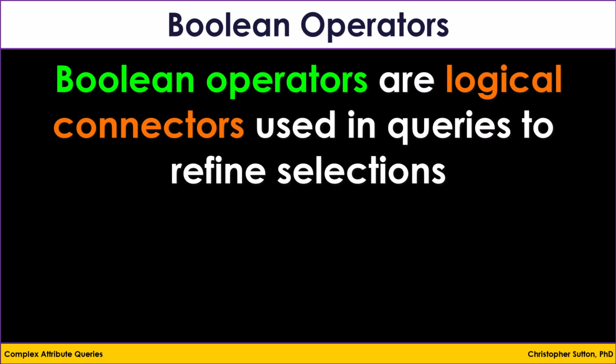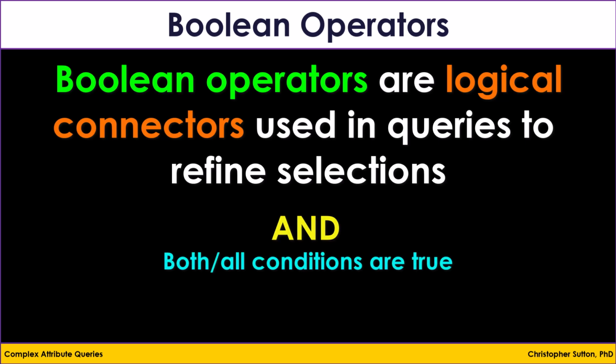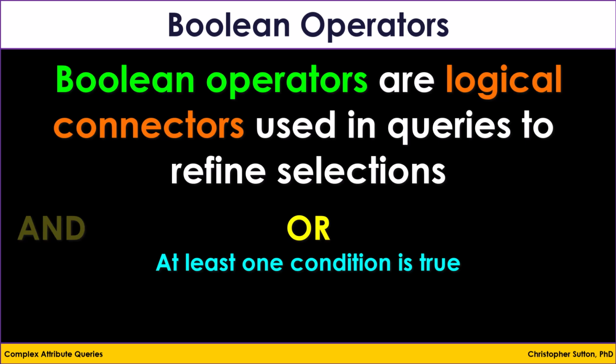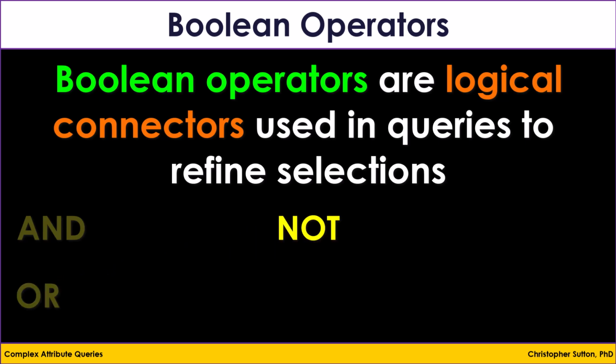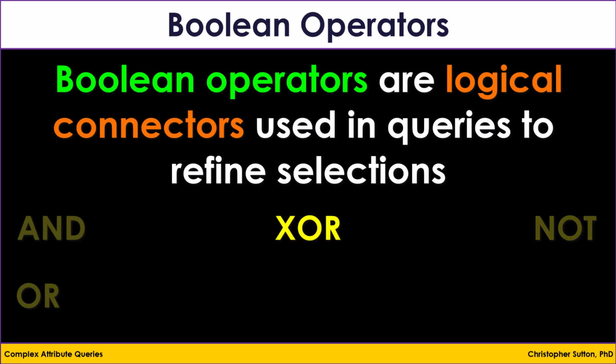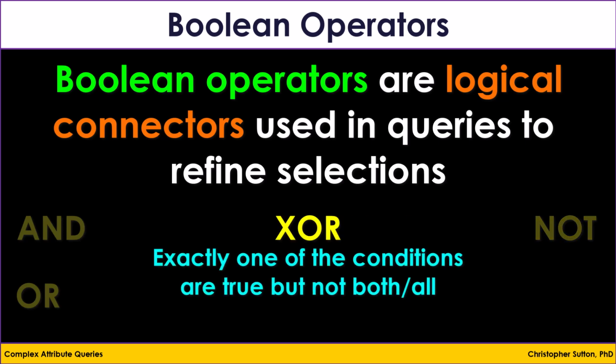The primary Boolean operators are AND, which selects records where both conditions are true, OR, which selects records where at least one condition is true, NOT, which excludes records that meet a specified condition, and XOR, which selects records where exactly one of the input conditions is true, but not both.